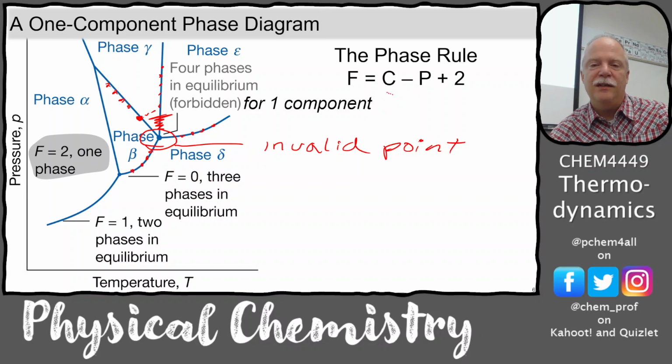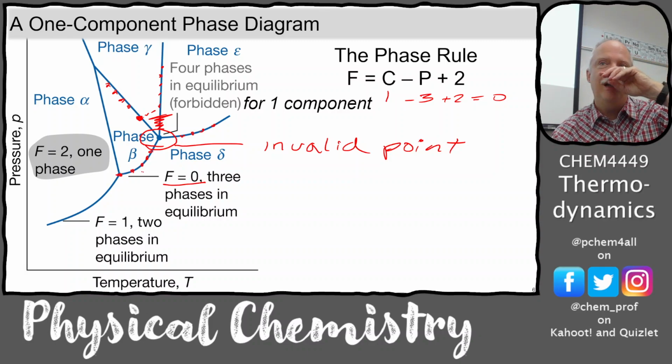If I've got 1 component and 3 phases, then F is equal to 0. That means I have 0 degrees of freedom, and that's what these 3 phases in equilibrium have. It's a fixed point in pressure and a fixed point in temperature. So I can't move. If I want to stay on that spot, I can't change anything. If I change temperature or pressure, I'm not at that spot anymore. If I want to stay on a line, I've only got 1 degree of freedom. I can change temperature or pressure. If I'm in an open region, I can change both independently. So that's the phase rule.